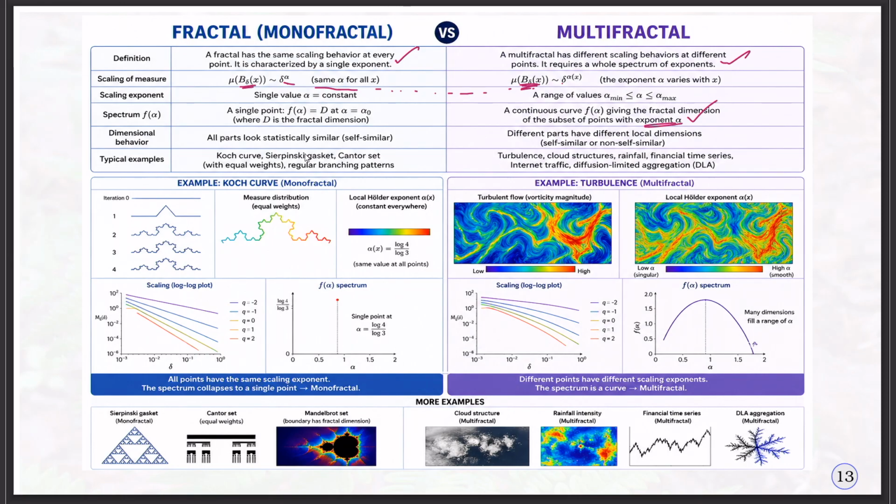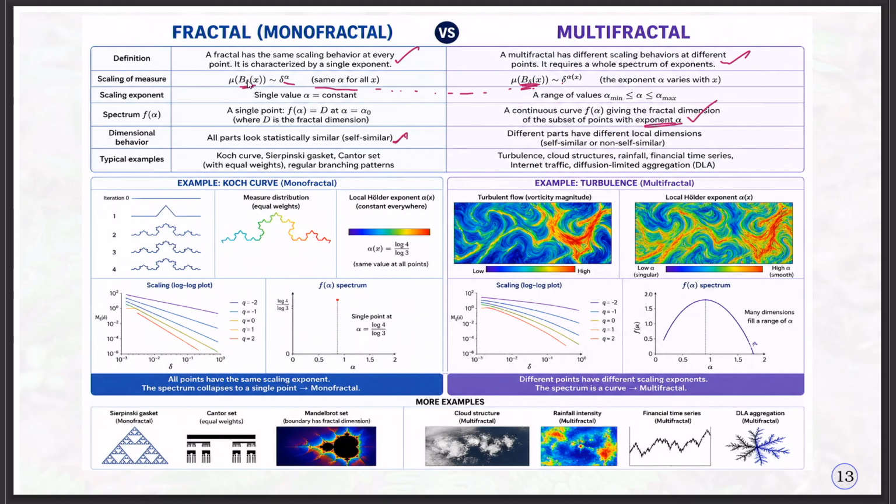In the Cantor set also, we are finding the multifractal measure, that we are getting the single point. So, the statistical sense or the exact sense. Here different parts have different local dimensions, self-similar or non-self-similar. Here, if the distributions matter, the behavior of the dimensions, the parts have different local dimensions.